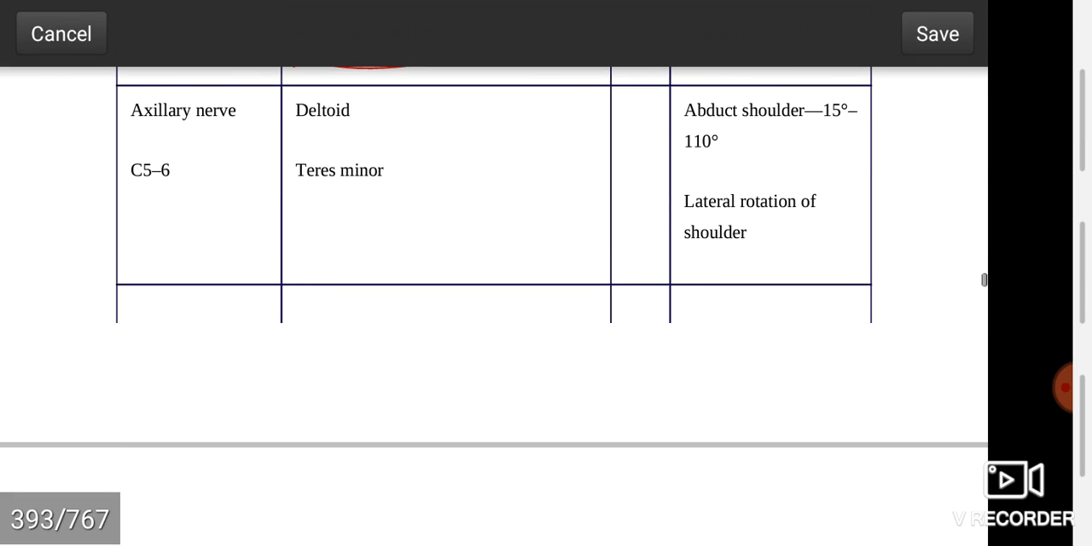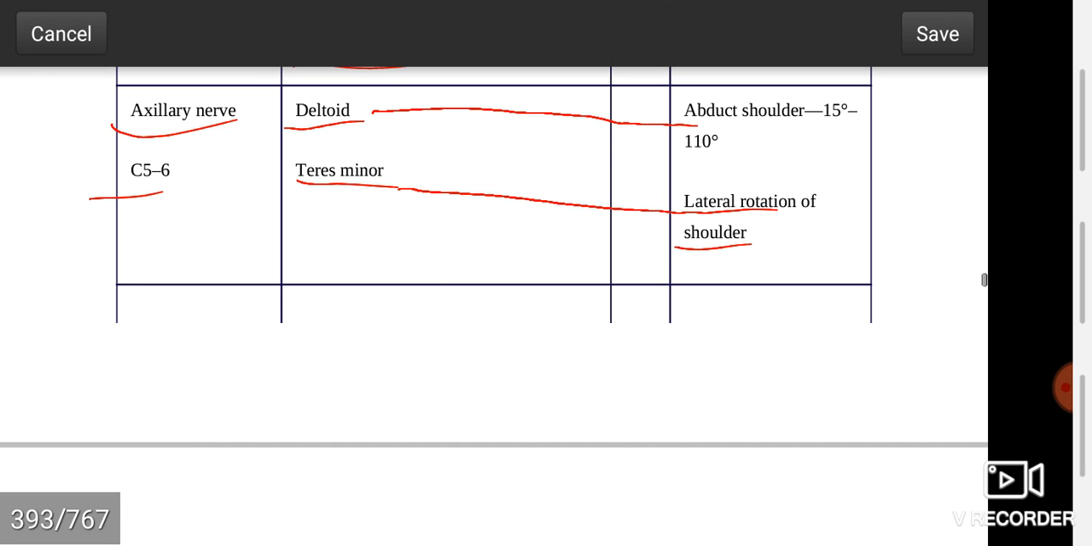The 2 nerves which arise from the posterior divisions are the axillary and radial nerves. The axillary nerve arises from the posterior cord from the nerve roots of C5 and C6, and the axillary nerve innervates just 2 muscles, the deltoid and teres minor muscles. The deltoid muscle action is abducting the shoulder between 15 up to 110 degrees, or over the horizon. And the teres minor muscle rotates the shoulder laterally.